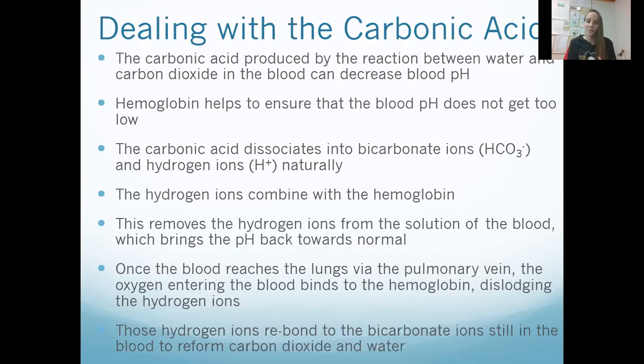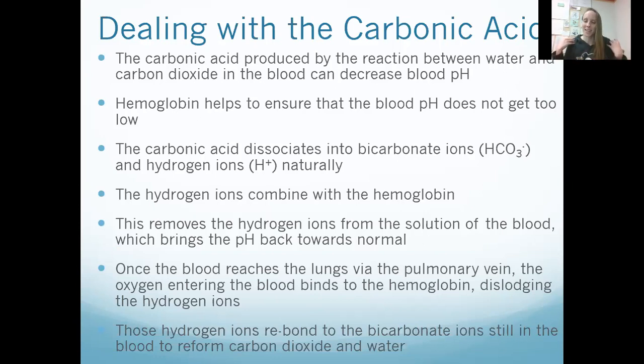And then the hemoglobin is going to carry those hydrogen ions all the way to the lungs. And then once the blood reaches the capillaries that are in your lungs, oxygen is going to diffuse from your alveoli into your blood. That oxygen molecule has a stronger attachment to the hemoglobin. So the oxygen molecule is going to come over, it's going to kick the hydrogen ion off of the hemoglobin and bind to the hemoglobin itself, at which point the hydrogen ion is now back in solution. It has just been ditched by the hemoglobin, who has run off with the oxygen.